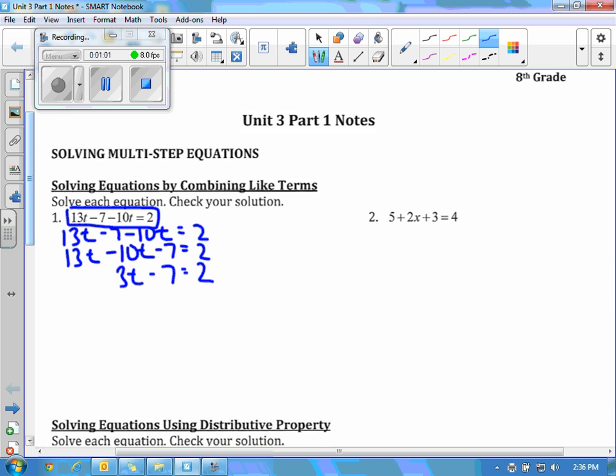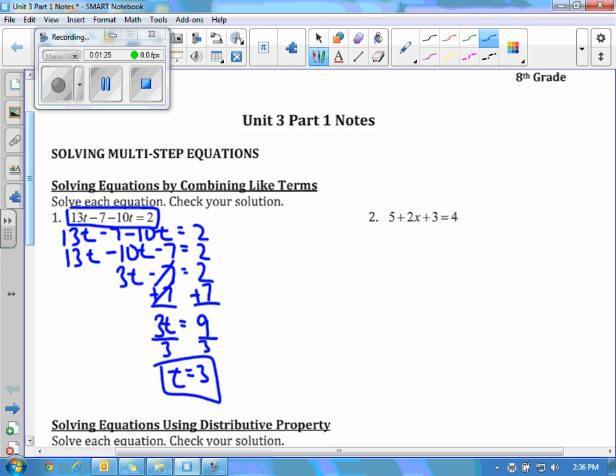So again, I had to combine the like terms first. The t's went together. Now I have 3t minus 7, so I'm going to add 7 to both sides. So I'll get 3t equals 9, because minus 7 plus 7 is canceled out. And I'm going to divide both sides by 3, so I get t equals 3.